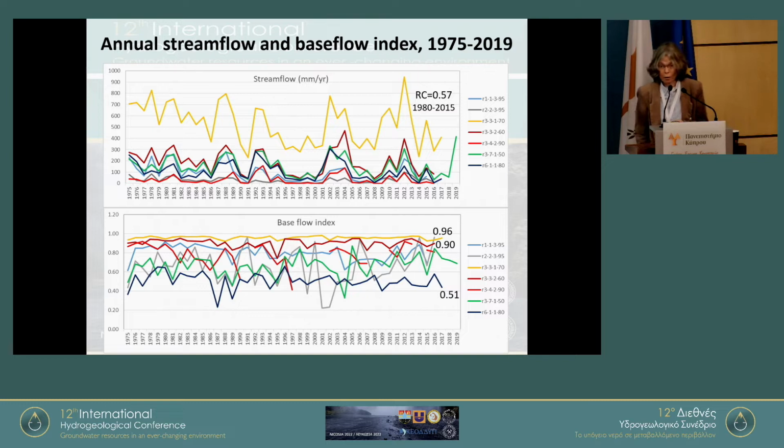We do have also lower base flow indices in Cyprus, but this is mainly in the lower area, in the sedimentary areas, where we have already lost some of the base flow contribution from the mountains towards the plain.